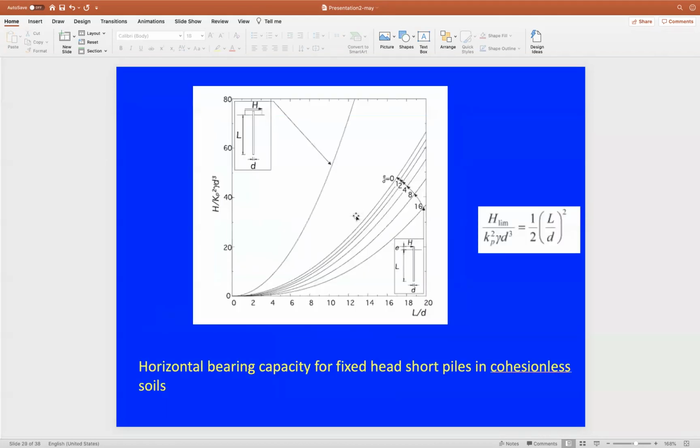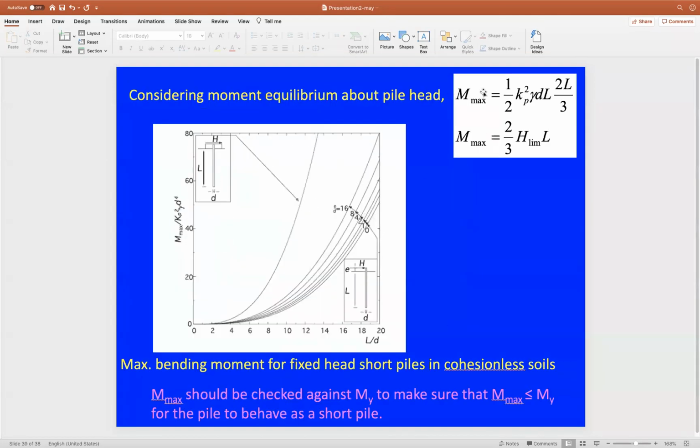So that will be equivalent to this value here in maximum, is equivalent to this term, and that will be equivalent to 2/3 of h ultimate multiplied by L, because of the equivalence from the previous equations.